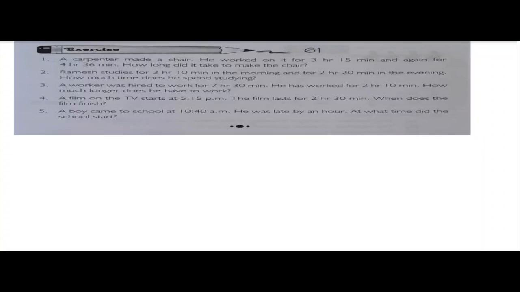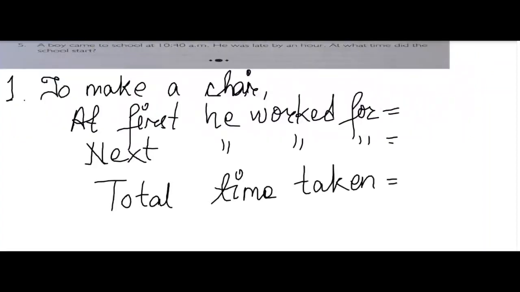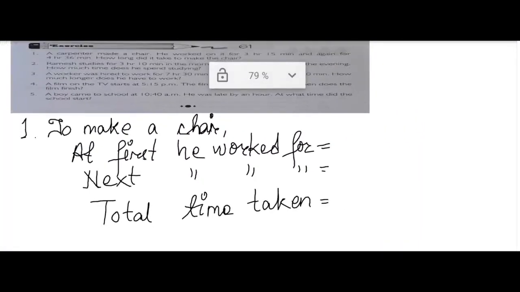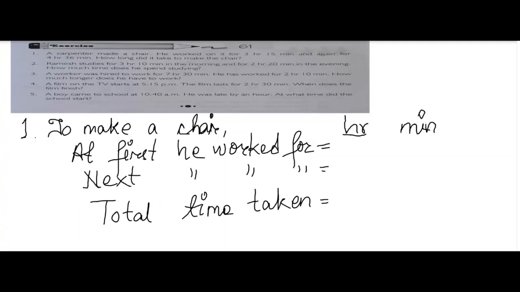So children, let us start writing the statement. Children, here I have written the statement. You will write to make a chair. At first he worked for how many minutes? Let us write hour and minute here at the top, so that will be easier for you. So at first he worked for 3 hours and 15 minutes. In the next line you will write next he worked for 4 hours 36 minutes. So you will write total time taken. We have to find the total time taken to make the chair. So we will add it.